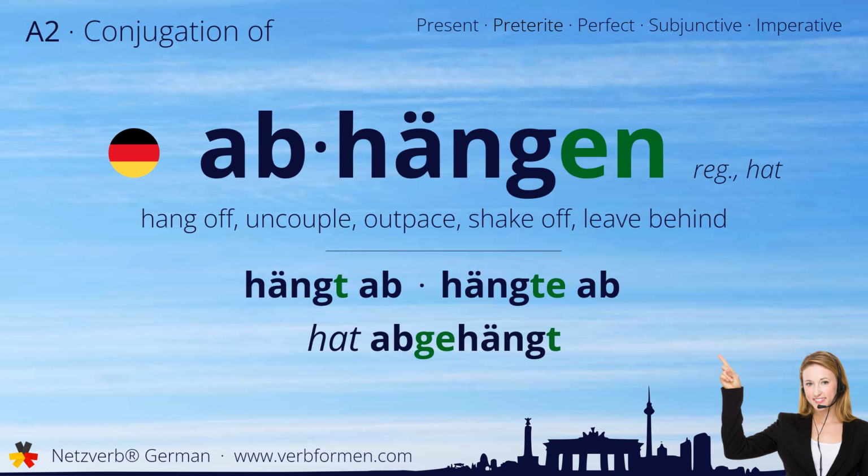Today we're going to learn how to conjugate the German verb abhängen. Watch and listen to the forms carefully. Let's start with the stem forms. Hängt ab, hängte ab, hat abgehängt.